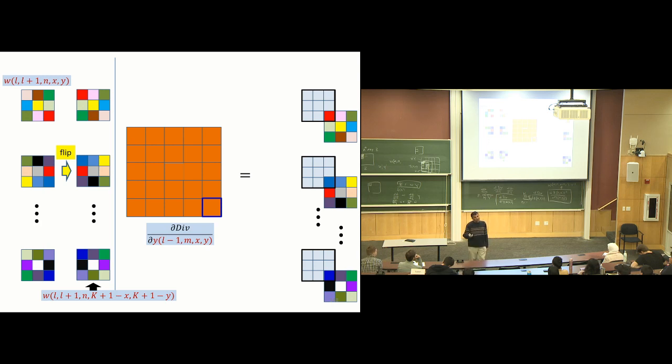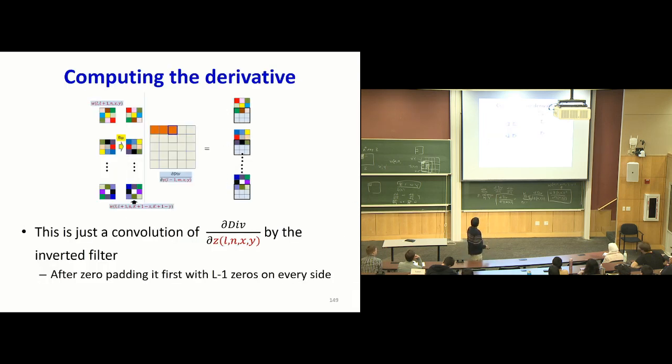Yes, zero pad, right? So this is just a convolution by the inverted filter, as we saw, but after zero padding it with L minus 1 zeros on every side, right? And so once you know this, you can actually use your forward code to compute your derivative going backward, can you not? All you would do is mirror image your filter, compute your derivatives. Make sense to everybody? Yes.